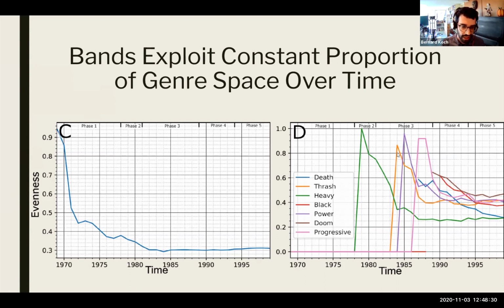In ecology, this is called the Pielou evenness. It asks what the entropy looks like compared to the maximum entropy, where you would allocate a single band, or an even number of bands, to every single genre possible. And what we see is that even though the number of bands and the number of genres are growing over time, the proportion of the genre space that gets filled is pretty constant, both at the genre level and the subgenre level.